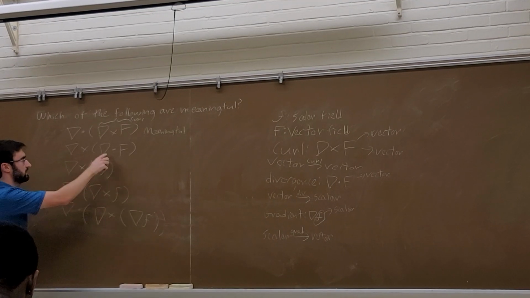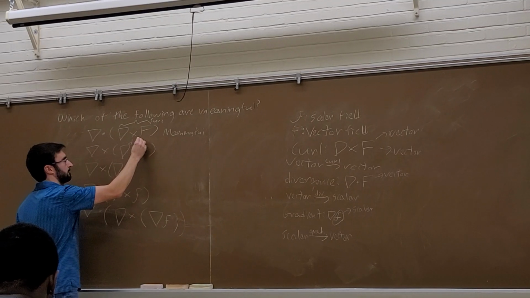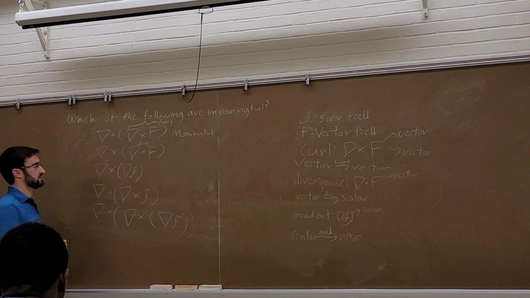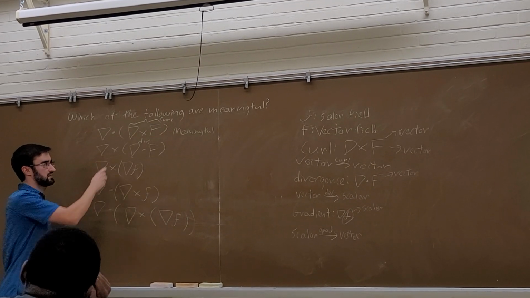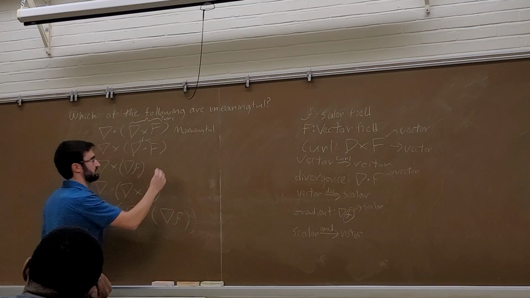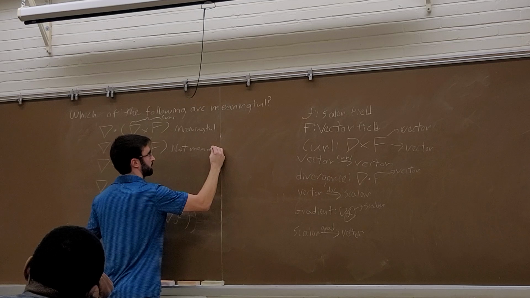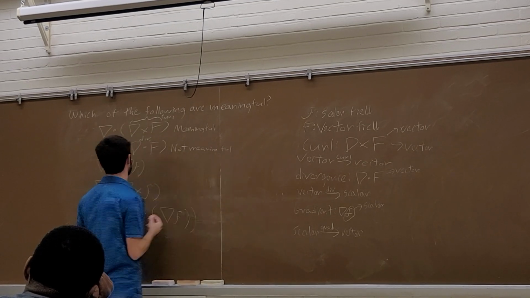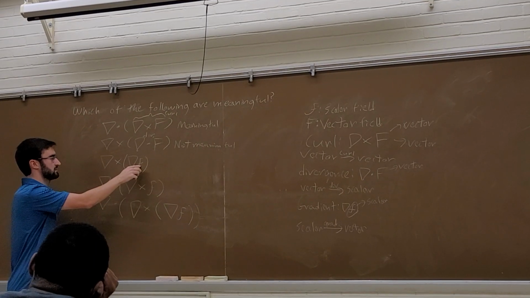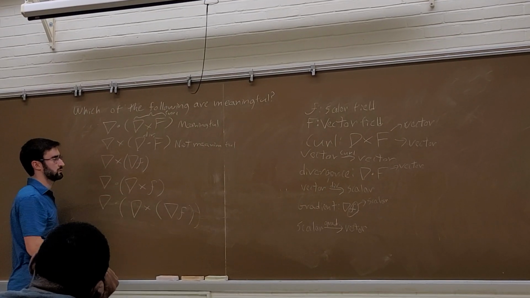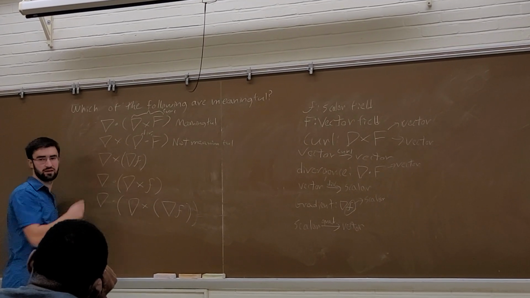Here we have the divergence, and that is going to give you a scalar. But then we have the curl, and we can't take the curl of a scalar. So this is not meaningful. For this next one, we have little f, so that's the gradient, which goes from a scalar to a vector. Then we have the curl of a vector, which is meaningful.